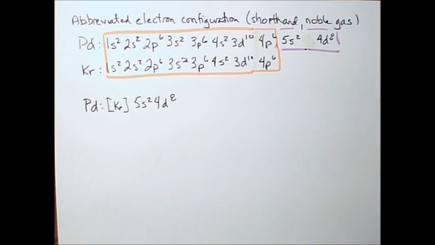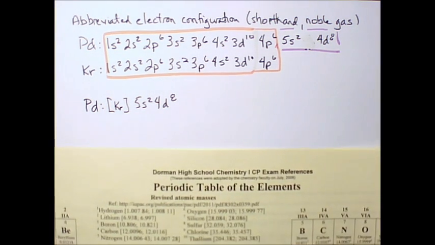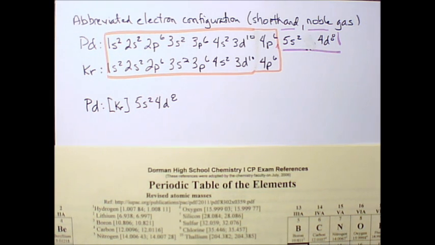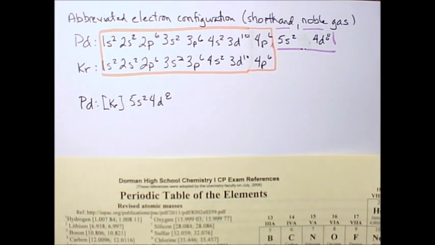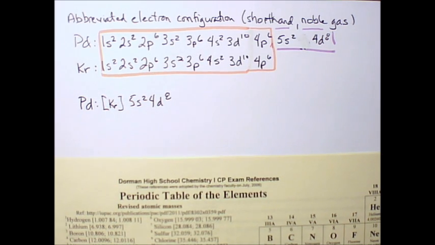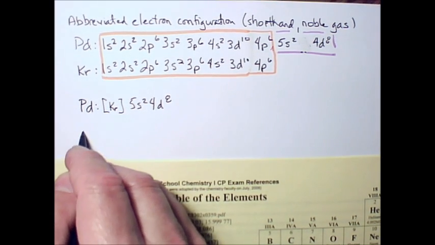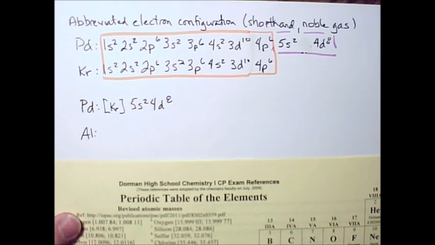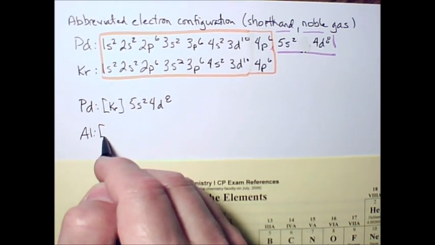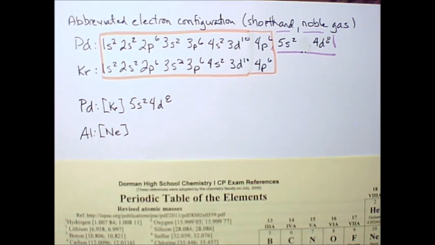You go back to the next lowest noble gas and just start from the end of it. So basically you're saying we can put what's the one under helium? Neon. Let's say I'm doing the electron configuration for aluminum. Instead of writing all the configuration up to neon, I'm just going to put neon in there, and I'm going to start after that.